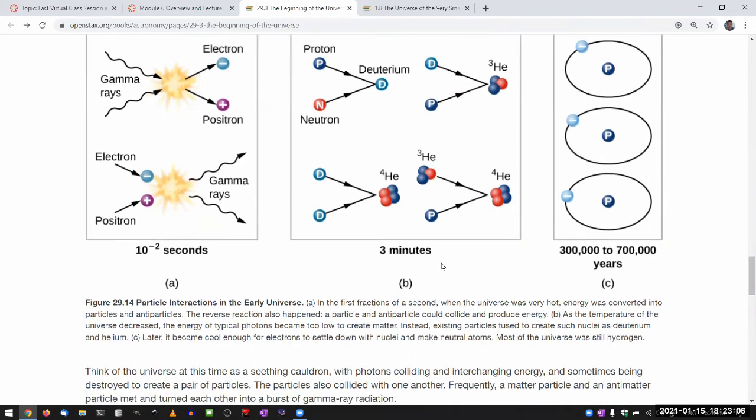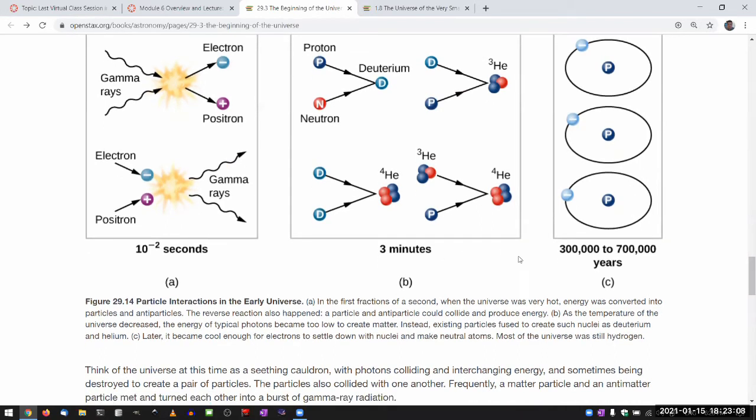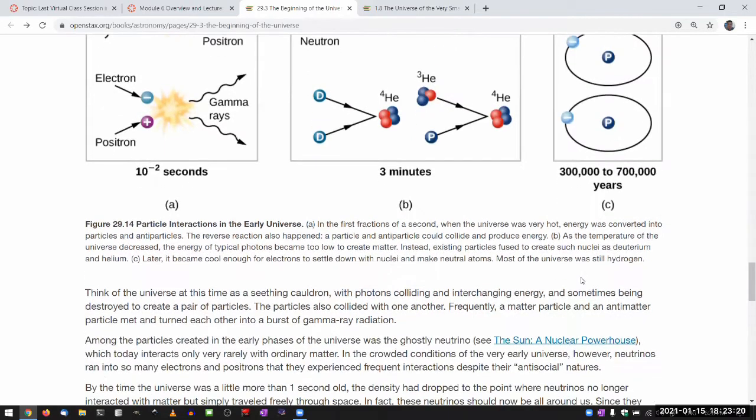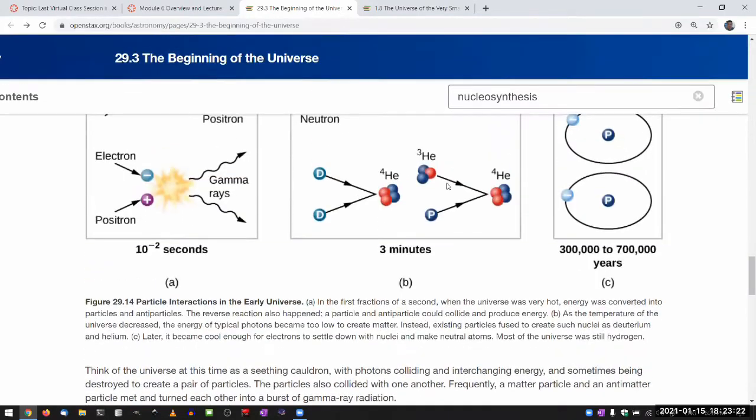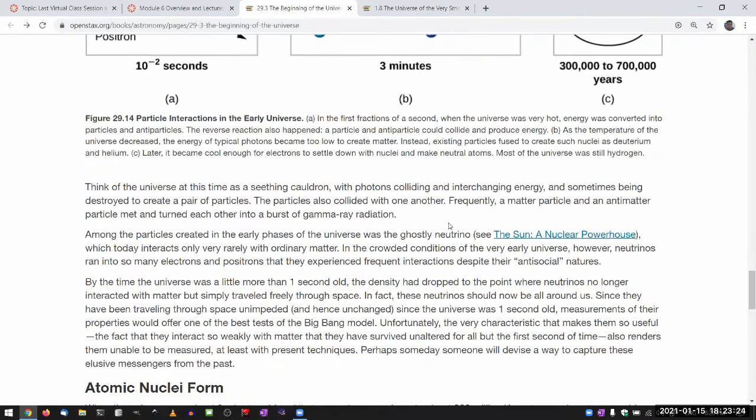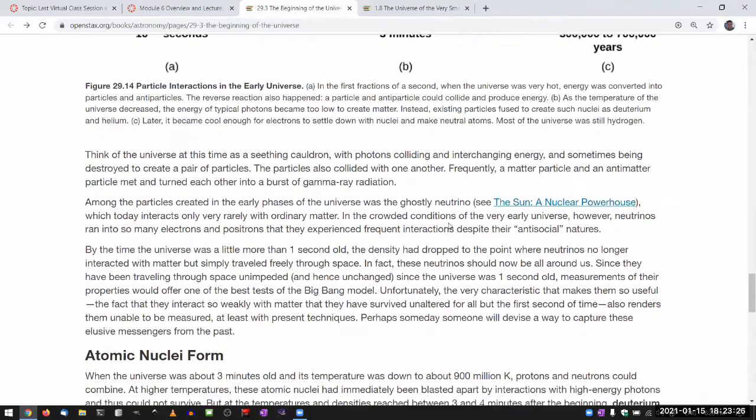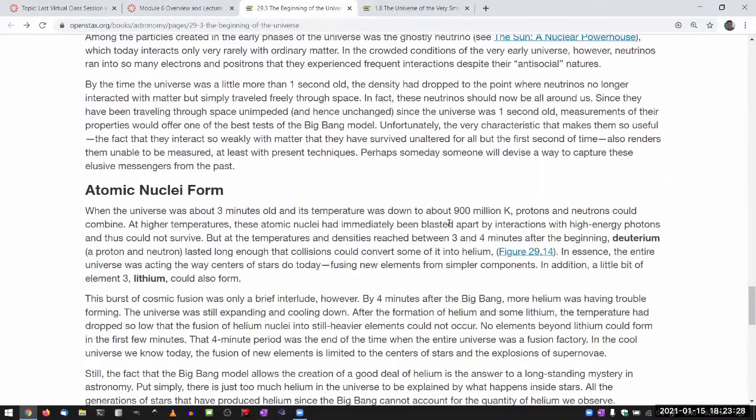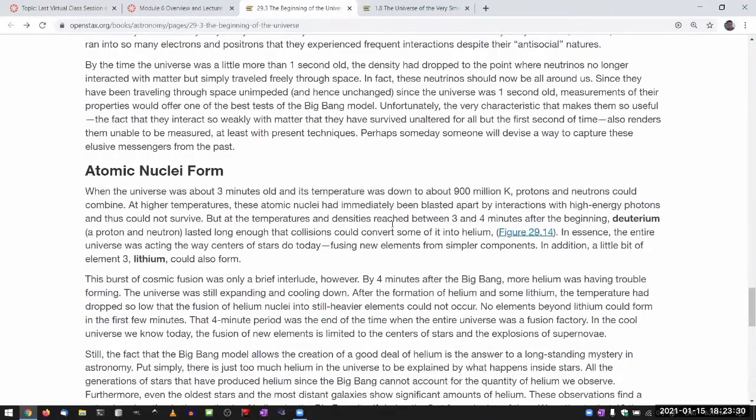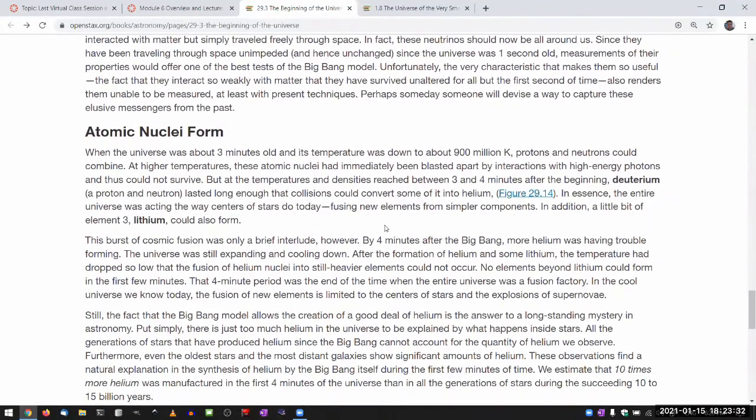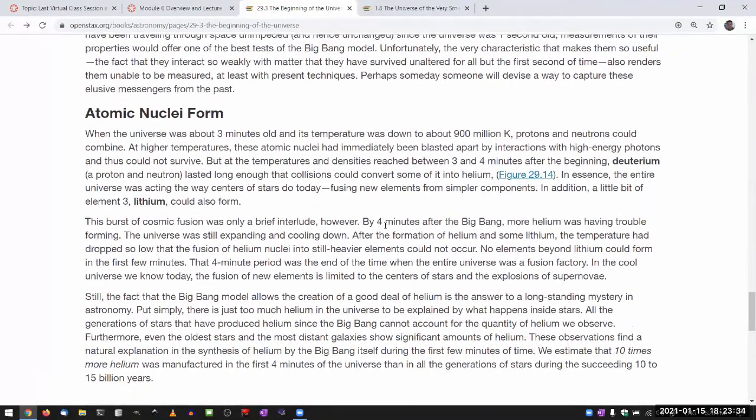Some much later time, after things came together, is the recombination era where neutral matter could form. And I think that starts much after this. So that's what this figure is describing. And I think the paragraph somewhere here points out the significance of that Big Bang nucleosynthesis.